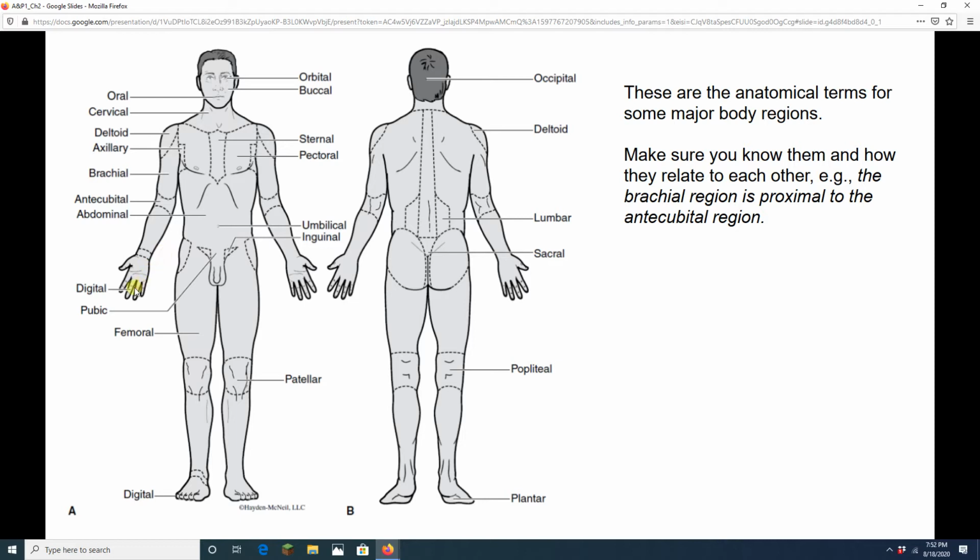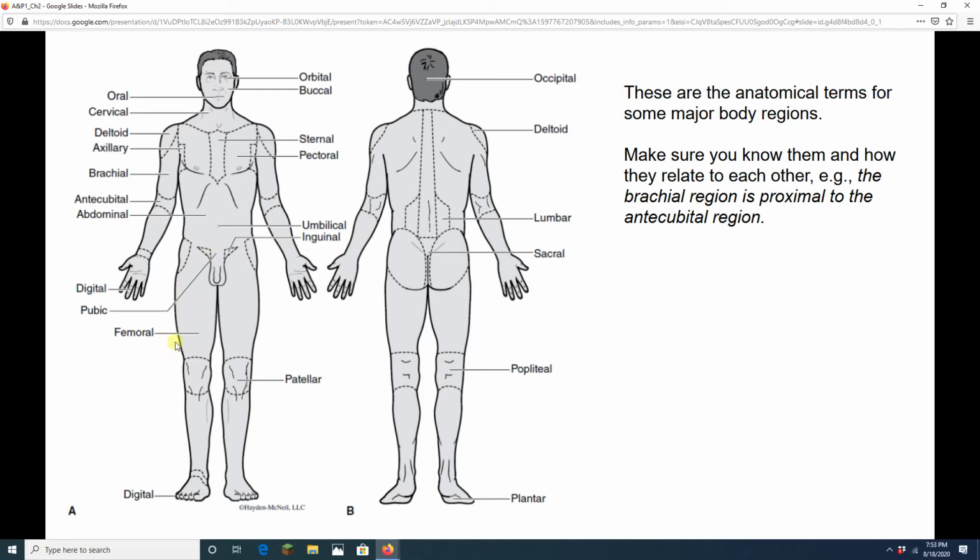If we jump down, we got digital in the fingers. If we go back up, we got the chest. That's going to be the pectoral region. And just medial to it is the sternal region. Then inferior to those guys, we've got the abdominal region. And right in the center there, belly button, navel area, is the umbilical region. If we go to just above the genitalia, we're going to have the pubic region. And just lateral to that, we've got the inguinal region. Think about the groin there.